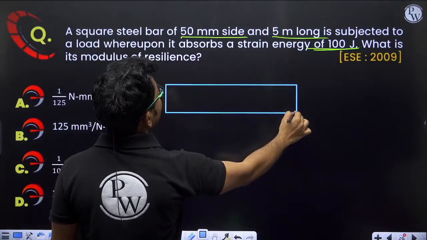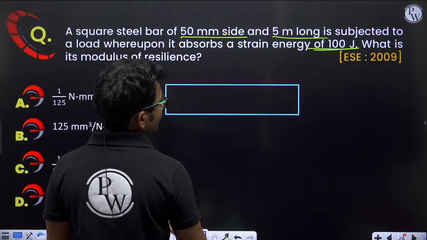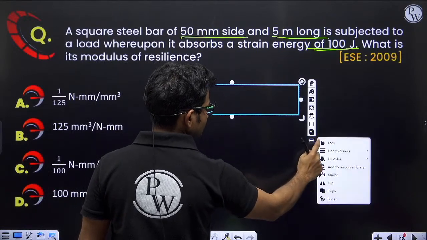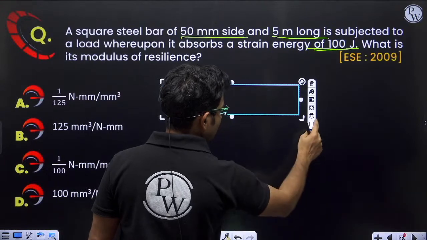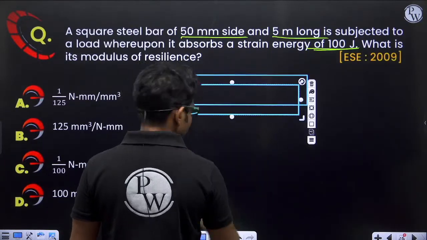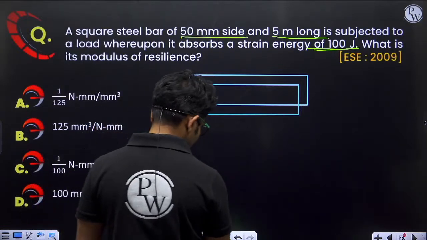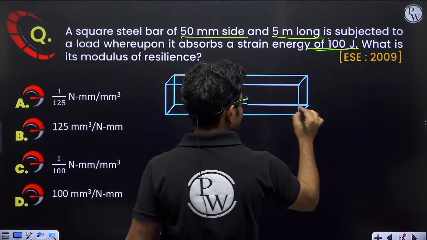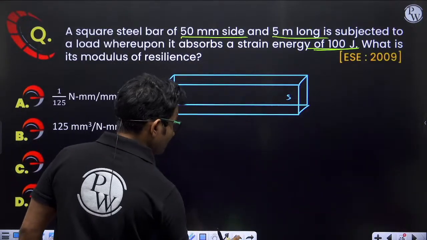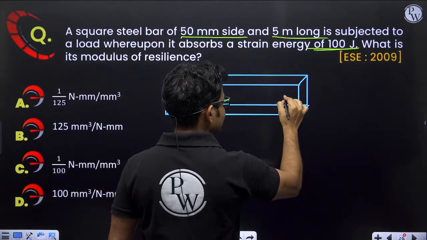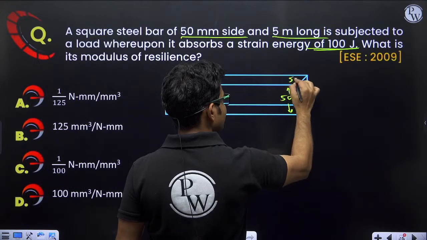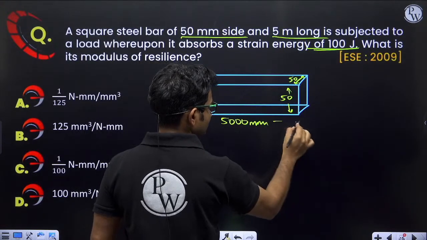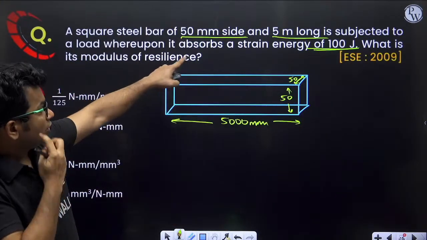Okay, so 50 mm side and 5 meter long. So that means the cross section is 50 mm. So the bar is something like this. This is 50 mm. So the cross section is 50 mm by 50 mm, and the length is 5 meter, that means 5000 mm. Now it absorbs a strain energy of 100 joule.